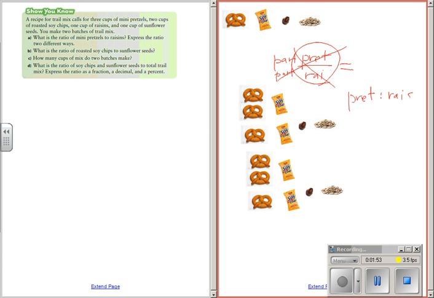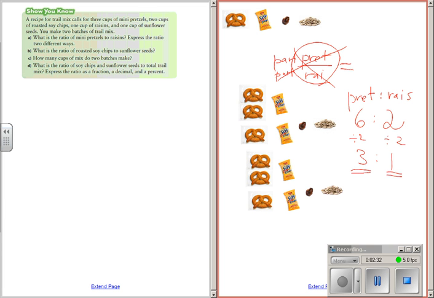I'm going to use the colon instead, because it's better when you're using part-to-part to use this form. So I have 6 cups of pretzels and 2 cups of raisins. And that's one way I can express it, as 6 to 2. For every 6 cups of pretzels in my mix, I will have 2 cups of raisins. And if I reduce this, which I can do by dividing both terms by 2, to lowest terms, that says for every 3 cups of pretzels, I have 1 cup of raisins in my trail mix. So that's the answer to A. That's one way to express, or 2 ways to express the ratio.